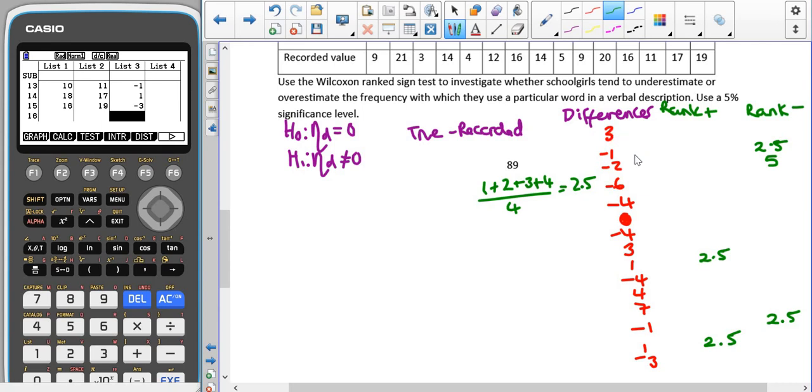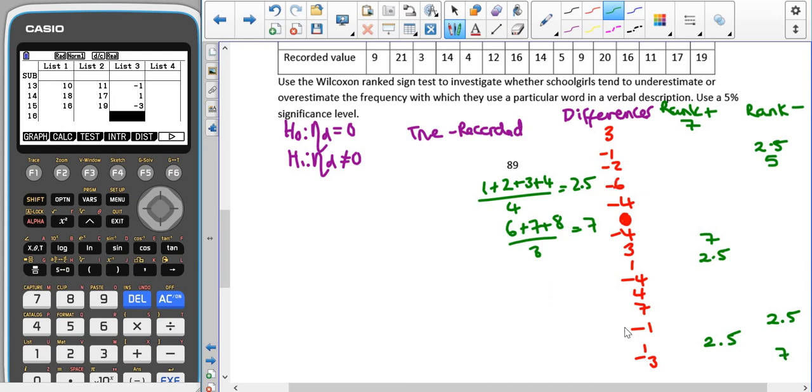We've got 1, 2, 3 3s. So 5's gone, so the next ranks are going to be 6, 7 and 8. Divided by those 3 numbers, they all get the rank of 7. So this first 3 here gets the rank of 7 in the plus column. This 3 here gets another rank of 7 in the plus column. And this -3 here gets a 7 rank in the minus column.